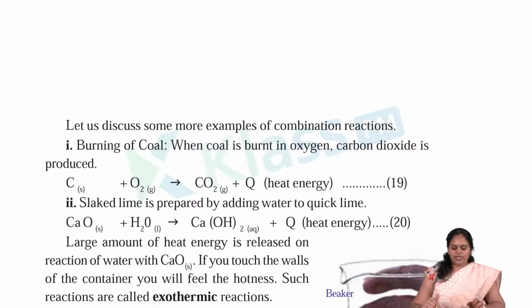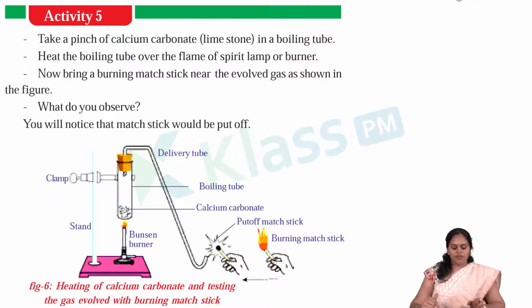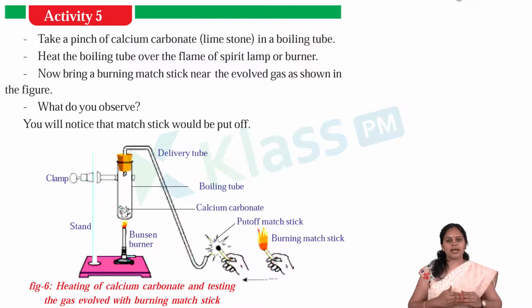We can also notice that an enormous amount of heat energy is released in this chemical reaction. When heat is released, what is the kind of reaction it is? Exothermic reaction. Let us see some more combination reactions here. C plus O2 gives you CO2. CaO plus H2O gives you Ca(OH)2 and heat energy is released. We are representing here with plus Q. That means that heat energy is released. So these reactions are called exothermic reactions.